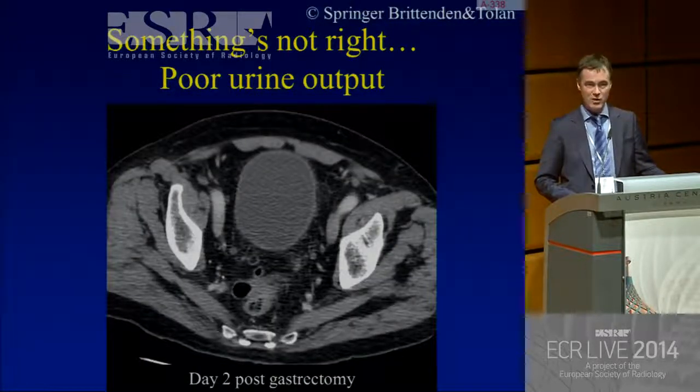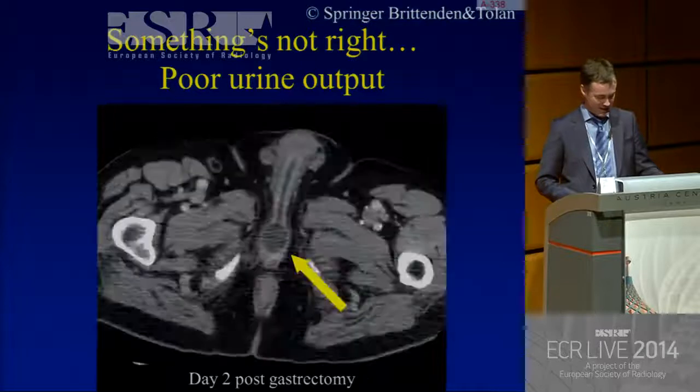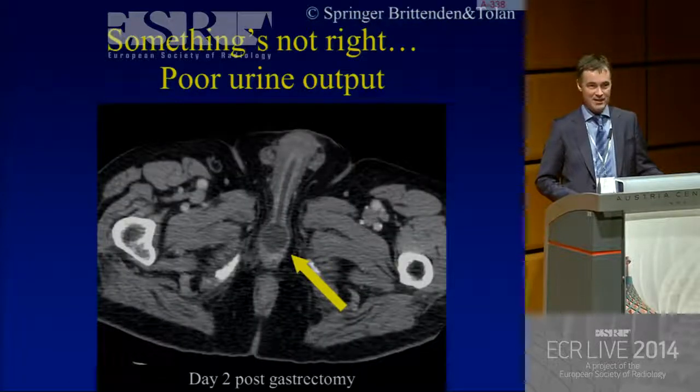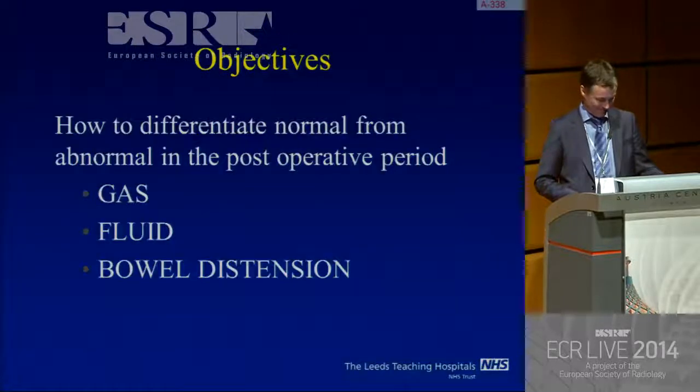And here's another patient with poor urine output. We can see a reasonably well-distended bladder. I'm not showing you the hydronephrotic kidneys, but the reason why is because the catheter is inflated in the urethra. So deflate the balloon, put it in the bladder, patient's urine output miraculously returns to normal.